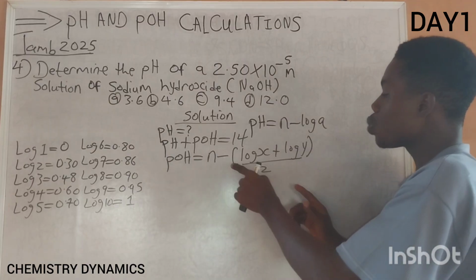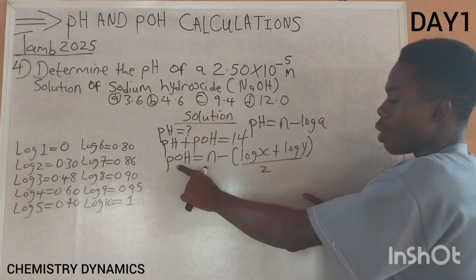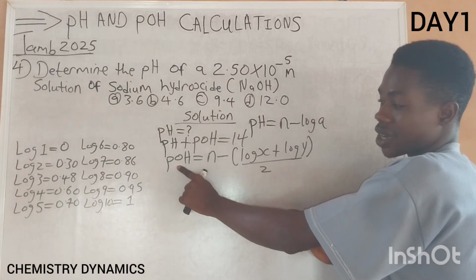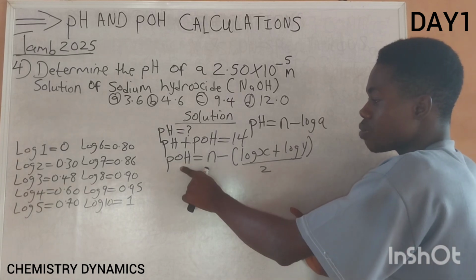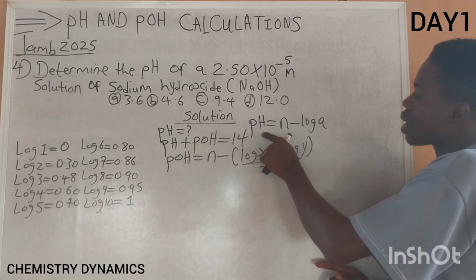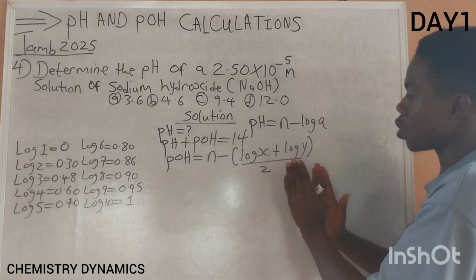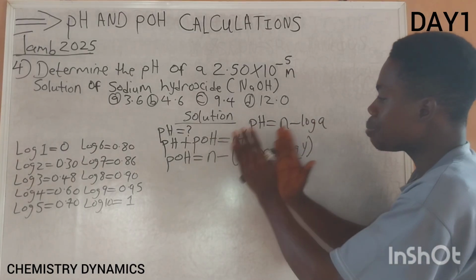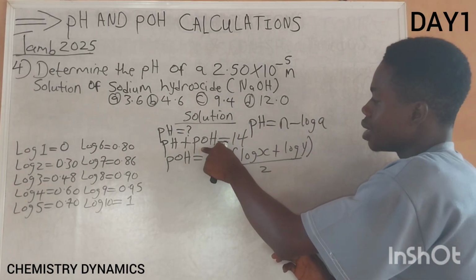Now you see, this formula we are going to use to find our pOH, we can as well use it to find our pH. Don't forget, we can use this formula to find our pH, and we can as well use it to find our pOH. So take note of this. But in this practice question, we are finding our pOH first.